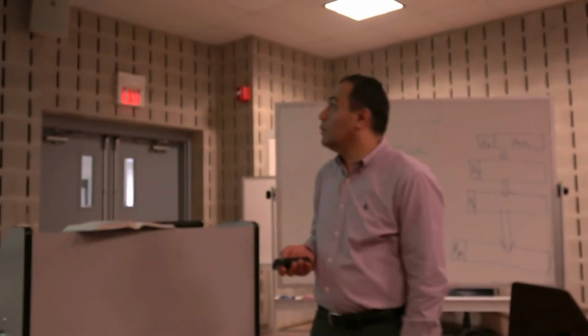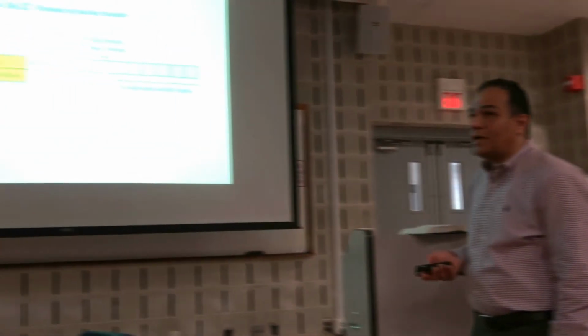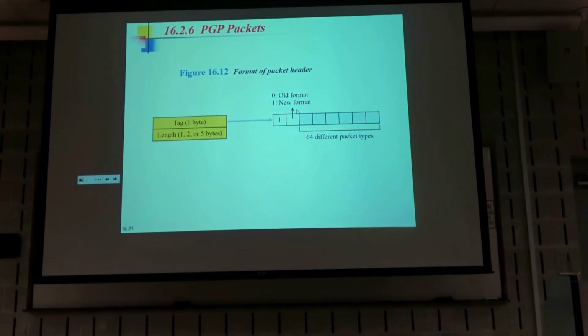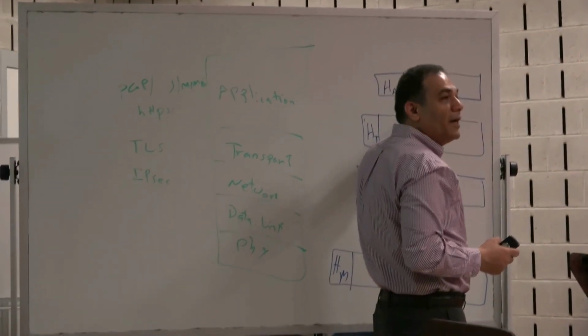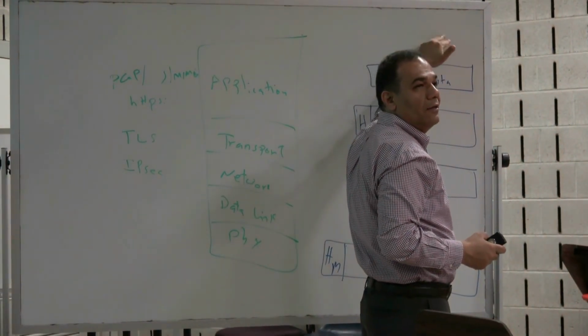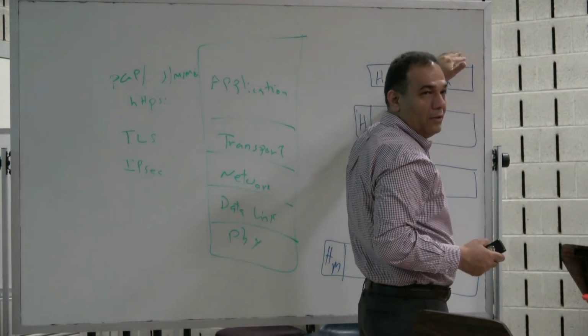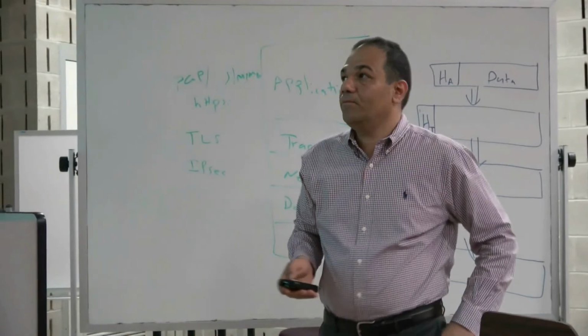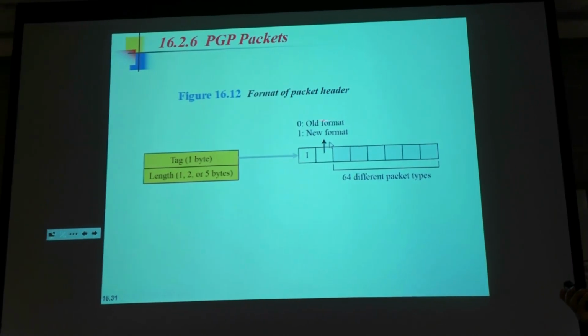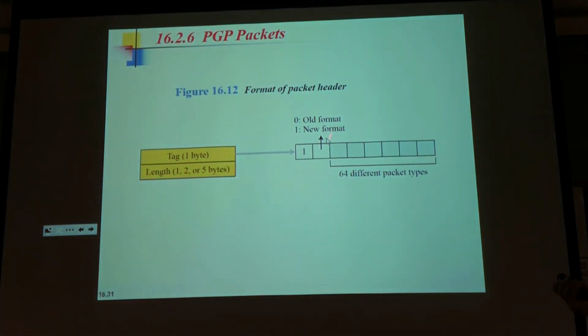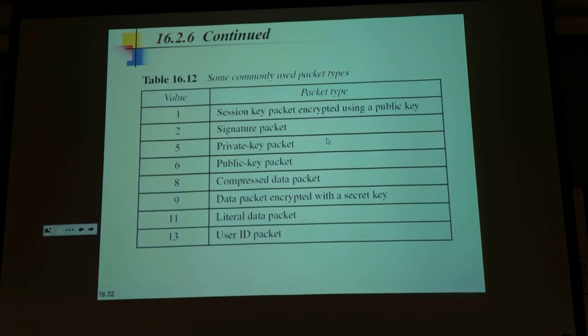Public and private key. PGP packets: when you look at the packets, because what we do is put the data in PGP packets. So PGP is kind of a level higher than HTTP, right? So for example, this is the old format and new format in here. If it's 0, old format, otherwise new format. Tag is 1 byte, length is 1, 2, or 5 bytes. So there are 64 different packet types.